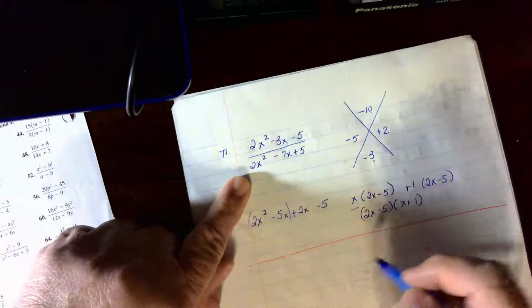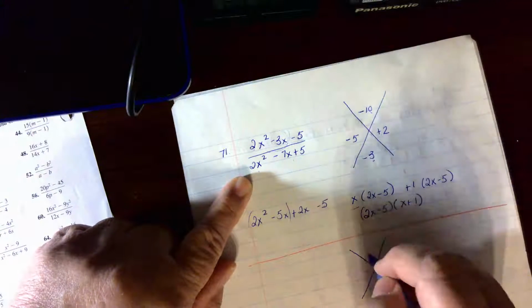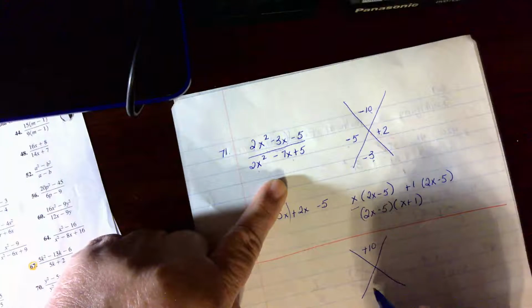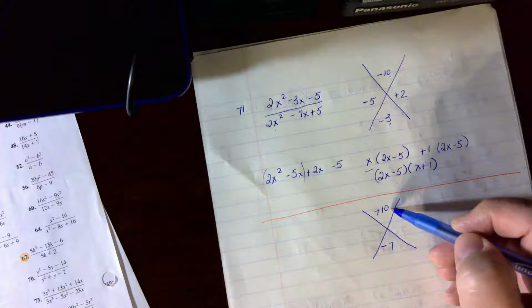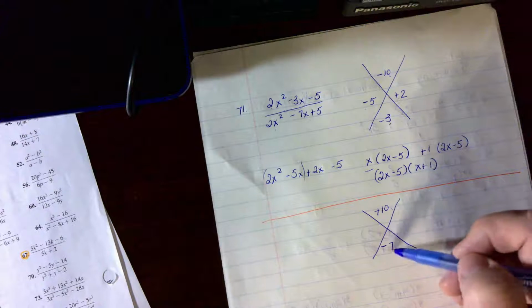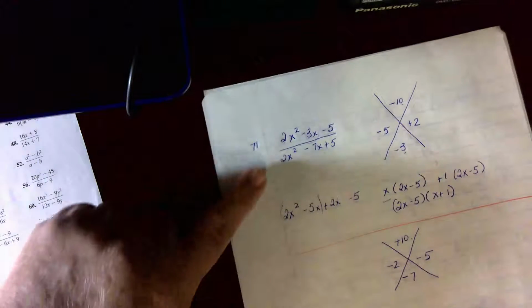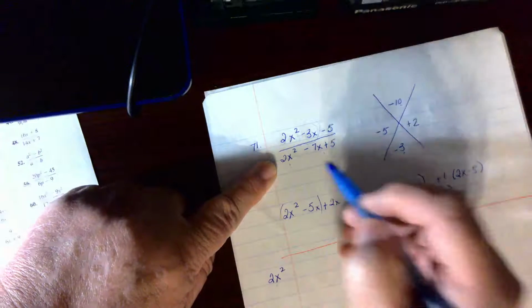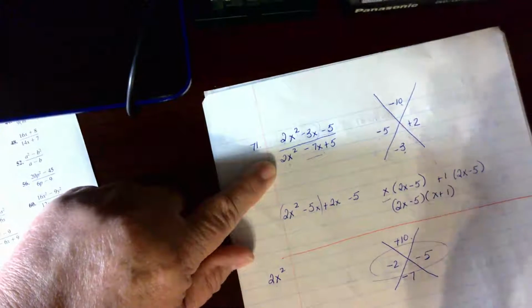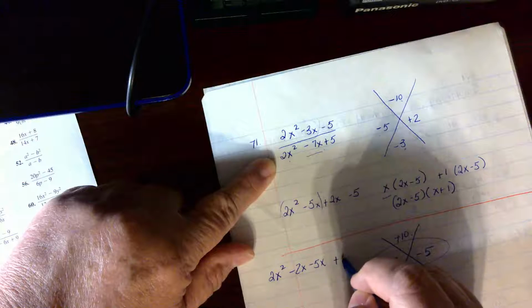Now I'm going to work on the denominator. So I'm going to make my x for my denominator. 2 times positive 5 is a positive 10. And I'm going to copy the negative 7. So two numbers that I can multiply to get a positive 10 and combine to get a negative 7 would be a minus 2 and a minus 5. So from the denominator, I copy the 2x squared, I replace the minus 7x with that, so minus 2x minus 5x, and I copy the 5.